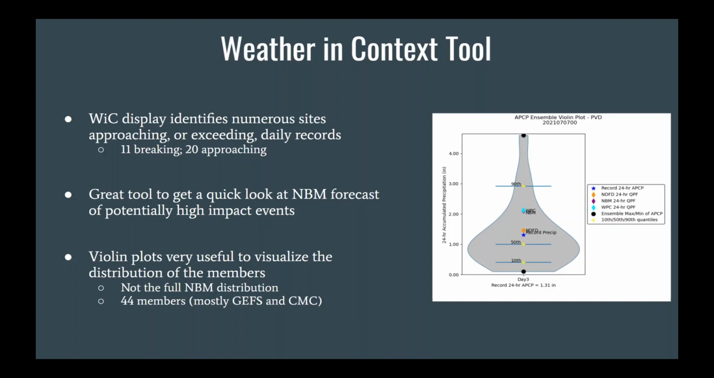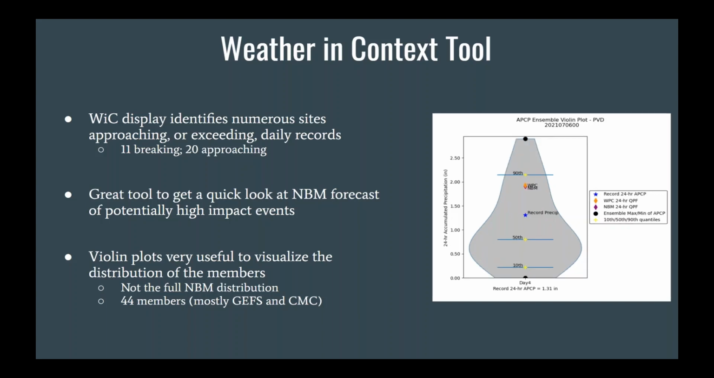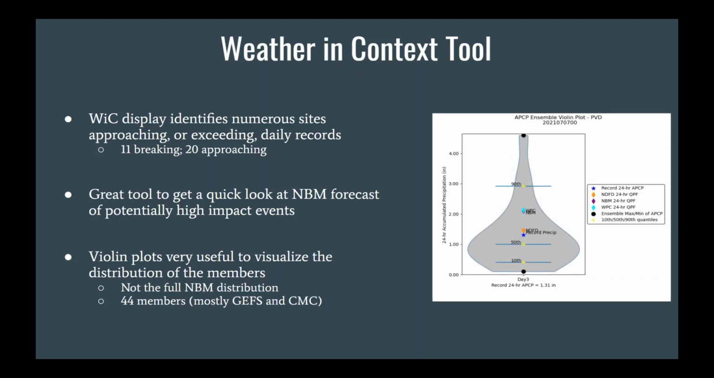But look where it's centered, that 50th percentile is now up at an inch. And now it's actually got greater values. At the high end, you have some members forecasting as high as 4.5 inches, where we didn't have anything like that in yesterday's run. So there's some signal here, both in the EFI that we saw and in the weather and context from tool here with the violin plots, that there's some potential for a greater event that looks like it might be even heavier than it did yesterday.